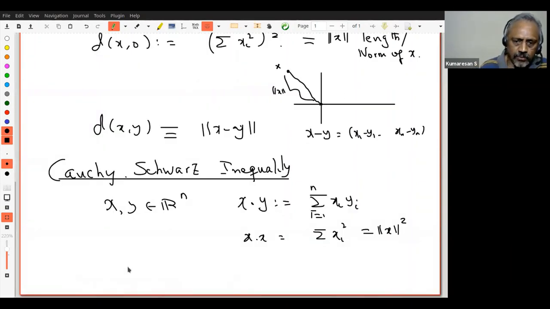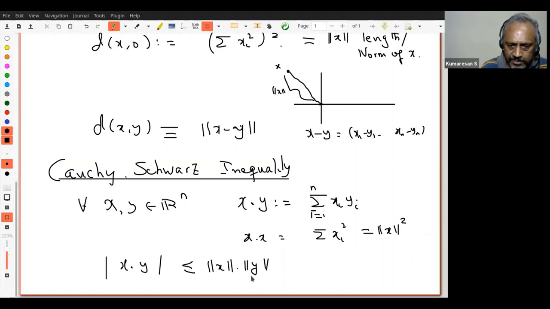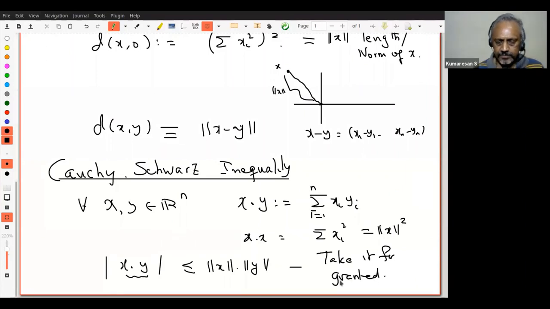Okay? Now, the Cauchy-Schwarz inequality says for any two vectors x and y in Rn, x dot y is a real number. This real number in absolute value is less than or equal to the length of x times the length of y. This is a product of two real numbers. Here, this is the dot product of two vectors, and that's a real number. This is a modulus. Okay? You take it on faith. There is a very trivial algebraic proof, but I don't want to stop for that. So take it for granted. Some of you might have already seen it. So we shall assume this.